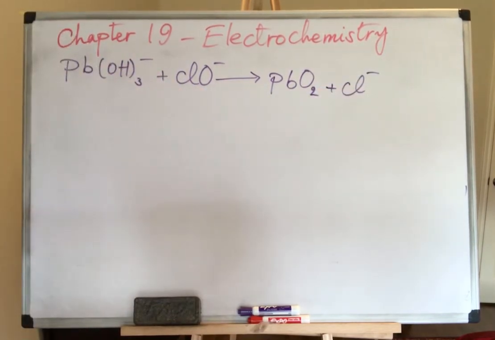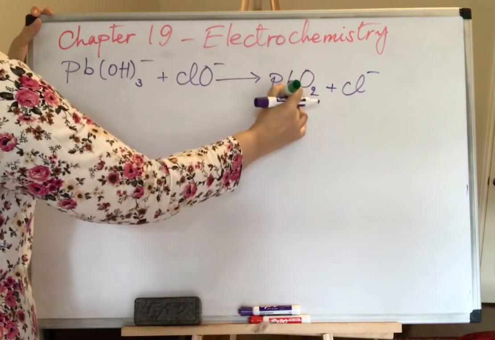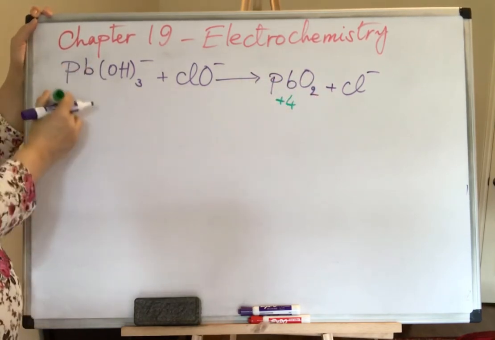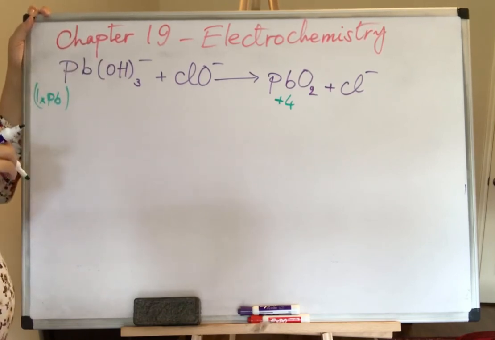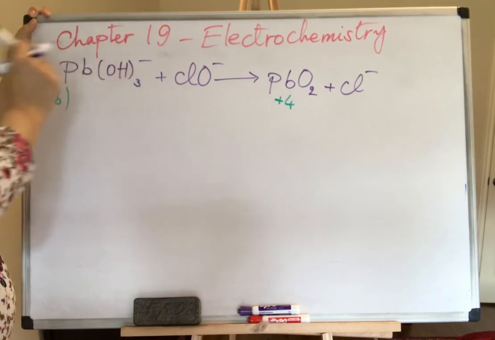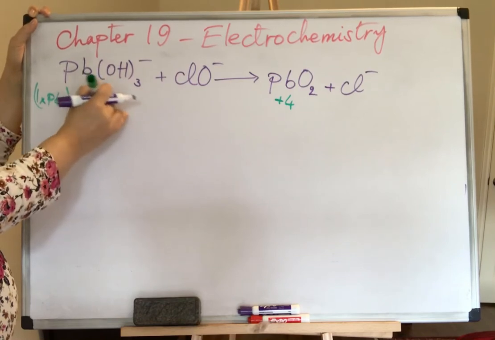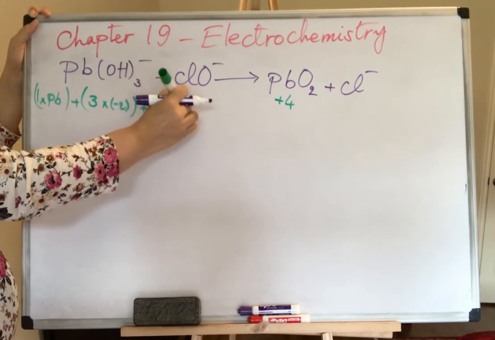So let's balance this equation using half reaction method in basic solution. So let's find out the oxidation numbers first. We don't know the oxidation number here, but we know it said lead 4. So let's see what is the oxidation number of lead here. 1 Pb. And what's the oxidation number of OH? You can say OH or just 1 by 1. 3 times, it's better to be 1 by 1. 3 times -2 for oxygen plus 3 times +1 for hydrogen.